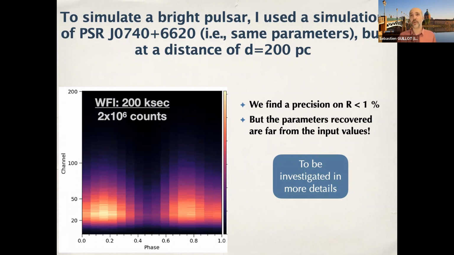But there's an issue that we need to try to understand, which is that some of the parameters that we recover, the inferred parameters, are not consistent with the input values. So this is obviously a problem, and we need to try to understand what happened. Is the final likelihood similar to the input likelihood? Maybe we would need a higher resolution run to see if we sampled the whole parameter space correctly, and so on. We need to investigate this in a little bit more detail.